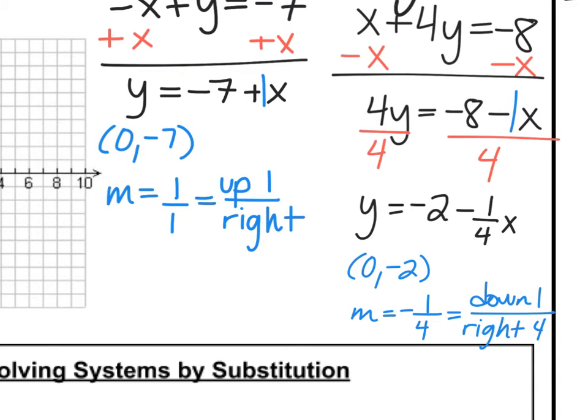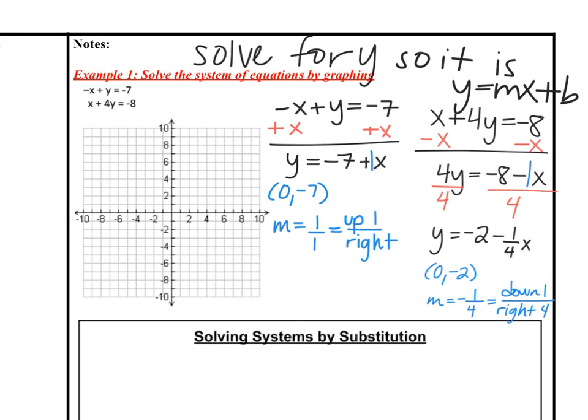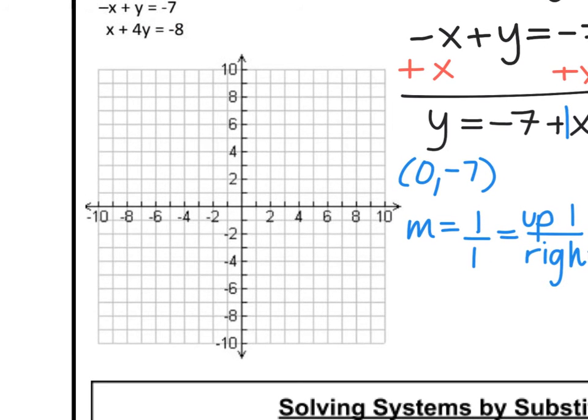Okay, you have both equations in slope-intercept form. We've written down what's necessary to graph it. Go ahead and graph these. This one starts at negative 7 on the y-axis and then goes up 1, right 1. So I should see it here, and then it goes up and to the right, 1. And connect those points with a positive line.